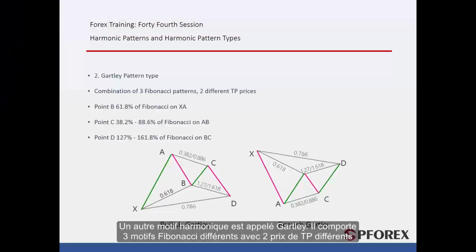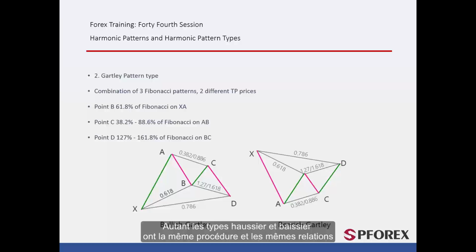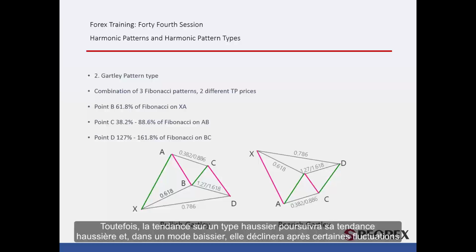Another harmonic pattern is called Gartley. It consists of 3 different Fibonacci patterns with 2 various TP prices. Both bullish and bearish types have the same procedure and relations. However, the trend on a bullish type will continue its upward trend as opposed to the bearish mode, which will decline after certain fluctuations.